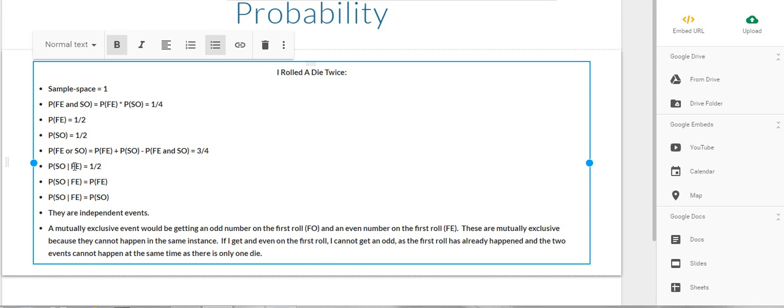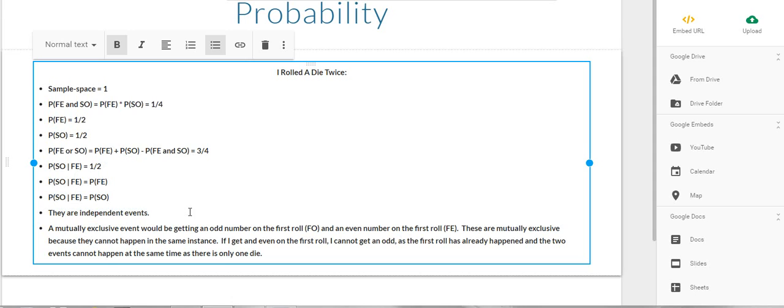So the probability of getting a second odd, given that the first is even, is 1/2, which is the same thing as the probability of second odd. And if you notice the pattern here, that means that they are independent events, because that is not affected by anything.